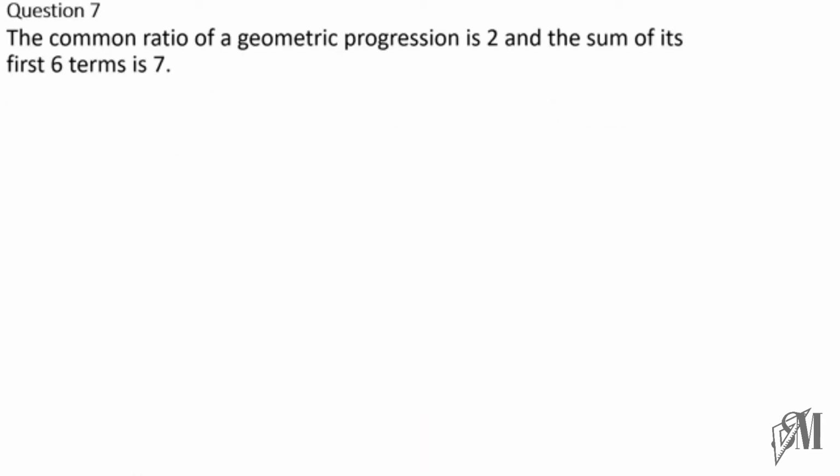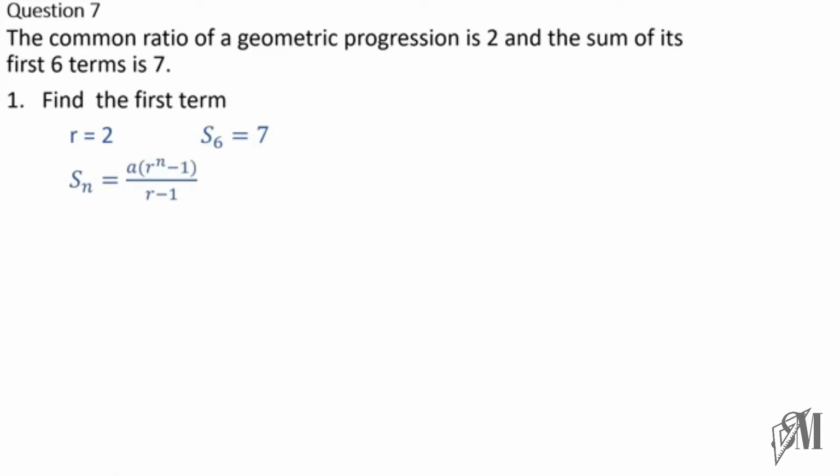Moving on to the 7th question of the video: the common ratio of a geometric progression is 2 and the sum of its first 6 terms is 7. So I can write down this detail. We have to find out the first term of this progression. So r is equal to 2 and S6 is equal to 7. What we are going to do is use the sum of the first few terms of the geometric progression and substitute Sn to be 7 and r to be 2, and then we are going to find out the value of a from this equation.